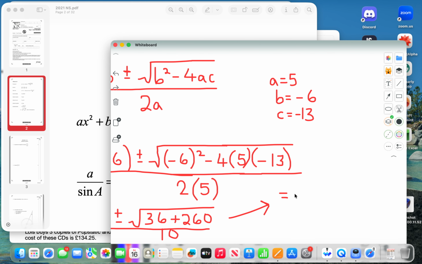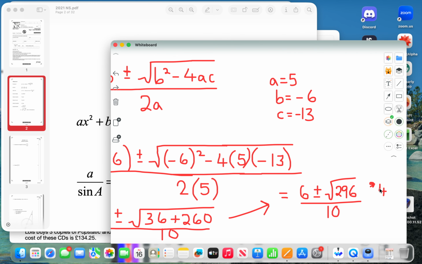Then what we can do is we can evaluate to get 296 for the discriminant, and that is the fourth mark, for getting the number 296. You're going to want to use your calculator to find the two solutions. We'll do 6 plus the square root of 296, all divided by 10 first. So that's the first one.